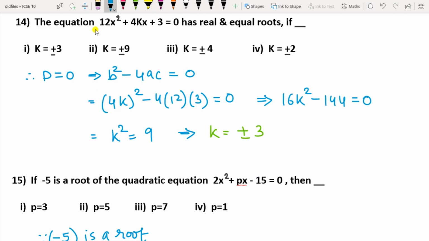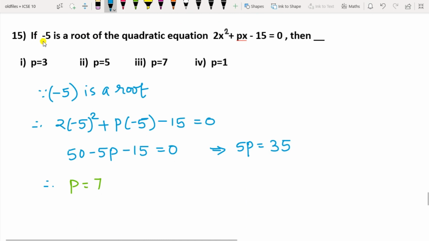Question 14. The equation 12x square plus 4kx plus 3 equal to 0 has real and equal roots if the value of k is. So since it is real and equal roots, therefore d should be equal to 0 and hence b square minus 4ac equal to 0. b is 4k and a is 12, c is 3 and therefore k square is 9, therefore k is plus or minus 3. So option 1 is the correct option.